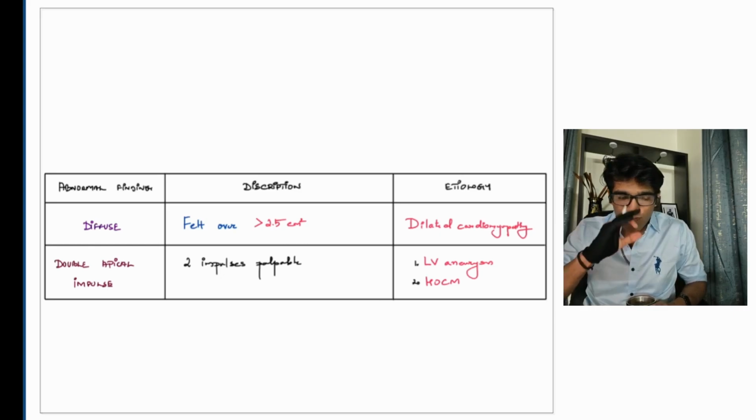Regardless, coming back to this, if the ventricle is dilated, the beat will be felt over an area that is larger than 2.5 centimeters square. So that happens with dilated cardiomyopathy.